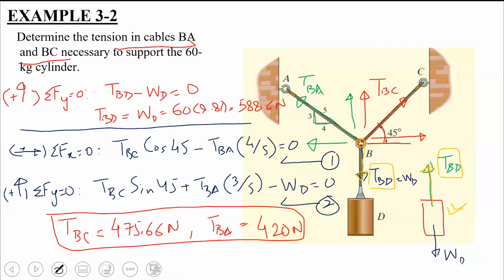Any other thing which you want to ask regarding this very simple example 3-2?